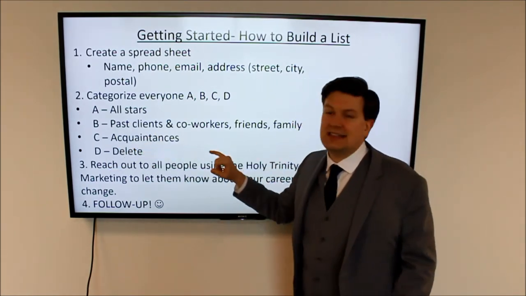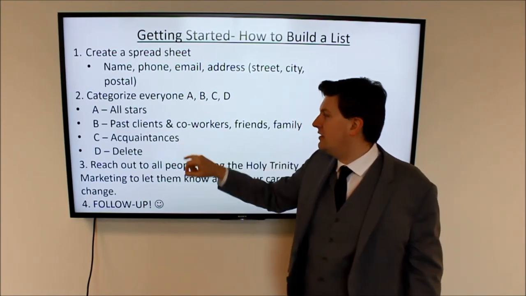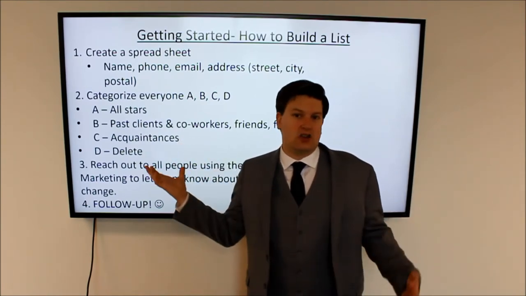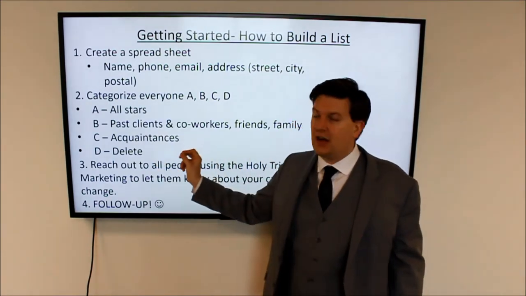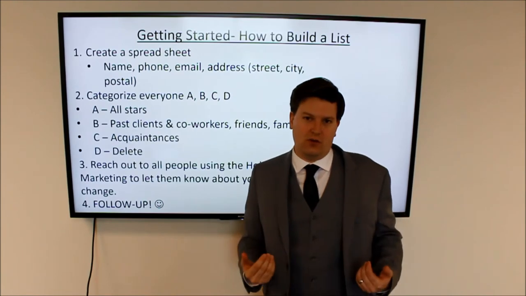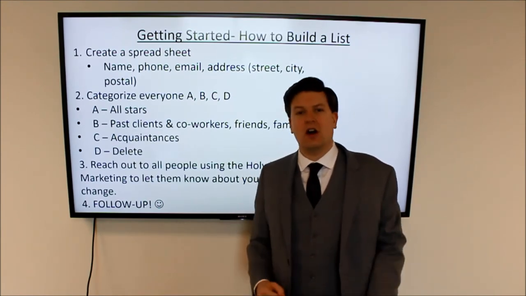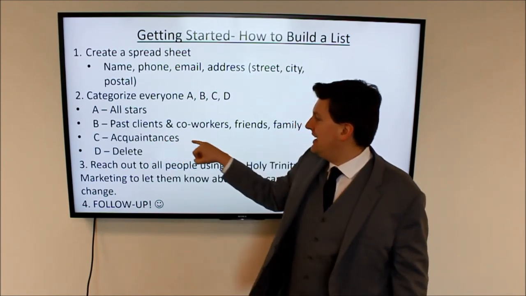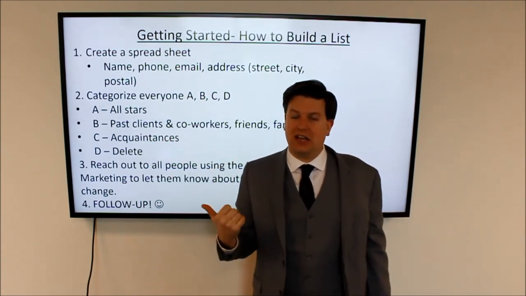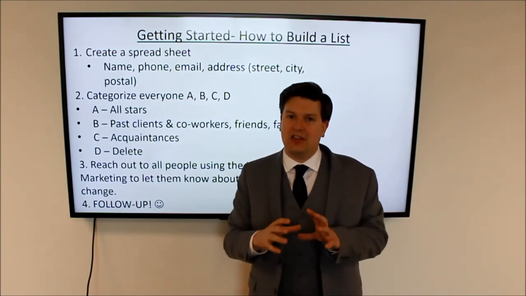C, acquaintances, that's everybody else. That's going to be the plumber, the Tim Hortons person down the street from your house, the lawyer, the accountant, your doctor, dentist, everybody else that you physically touch. We have a rule, it's called the 3-foot rule. If you're standing within 3 feet of somebody for more than 30 seconds, you should be talking about real estate with the person. That person is your C right there. Get their name, their phone number, their email address. Get their contact details so you can add them to your list.